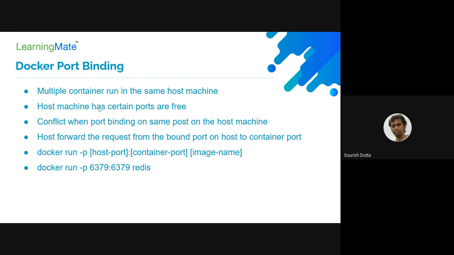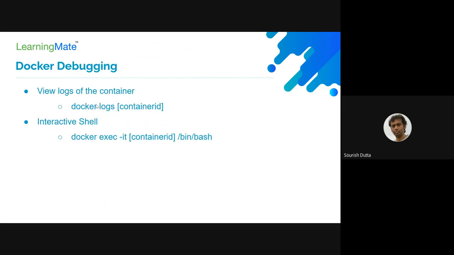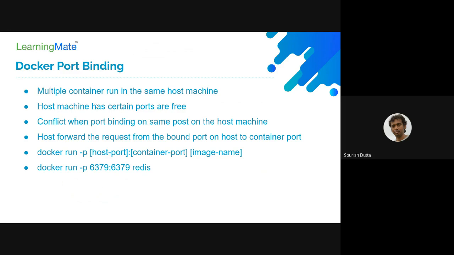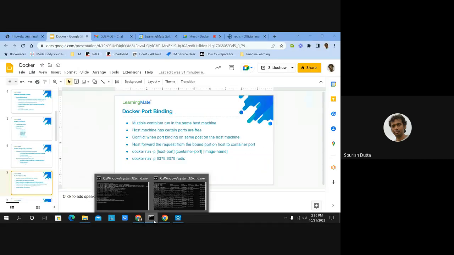It needs to be mapped to a host port, and within the host we have a limited number of ports. If a port is already bound to a process, it cannot be bound again by another, so that will cause a conflict. So how do we bind this port? We can do docker run -p host port:container port, then the image name. In our case, if we need to run Redis on 6679, then we can use docker run -p 6679 Redis. Now let's try to run this.